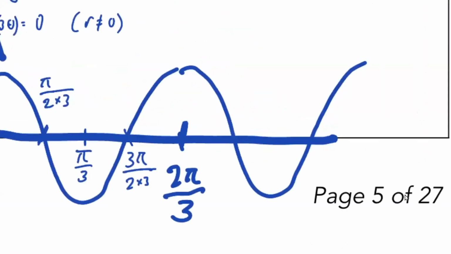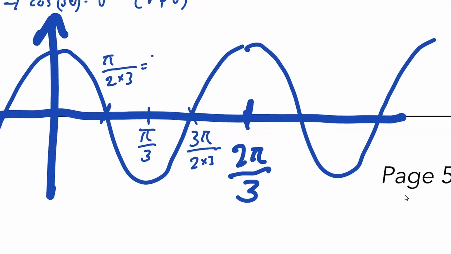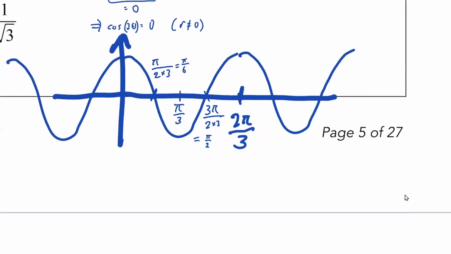Yeah, so let's just label this. This will be pi by 6, pi by 3, 3 pi by 2 over 3 pi by 2, then times 3. The 3 cancel off, you're left with pi by 2. This guy 2 pi by 3 is just 2 pi by 3. So let's list out the angles. We got pi by 6, pi by 3, pi by 2, 2 pi by 3.